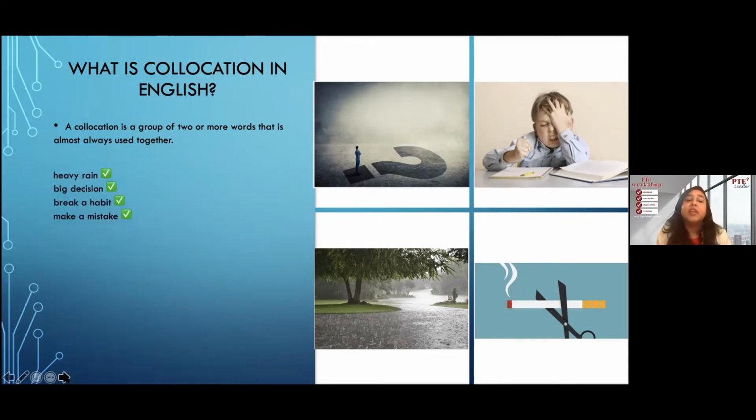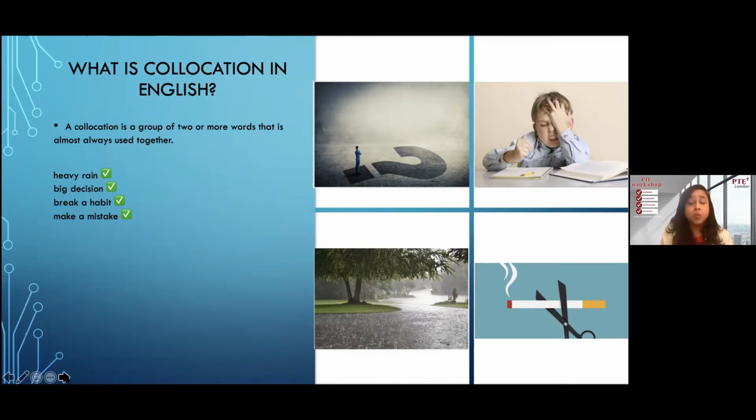For example, heavy rain, big decision, break a habit, make a mistake. Now, if you see all these, heavy rain, there are two words together, they are conveying a very specific meaning, a specific type of rain. From the pictures in this slide, the third picture is showing an image of heavy rain. It means extreme rain, where for a long period of time it keeps raining and you can't go outside to do normal activities. That's the meaning of heavy rain.